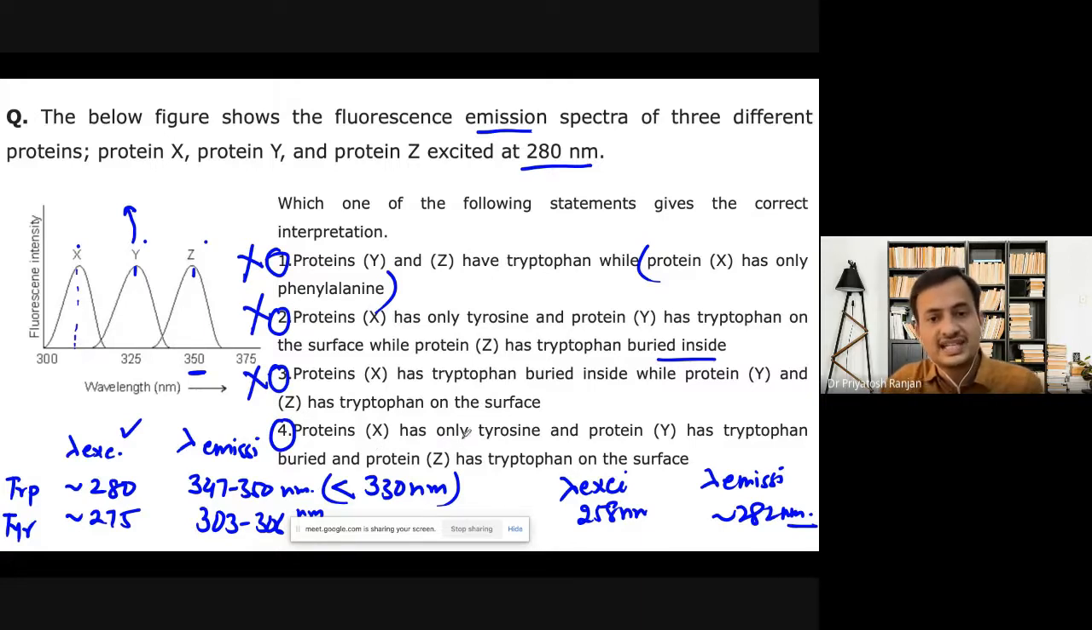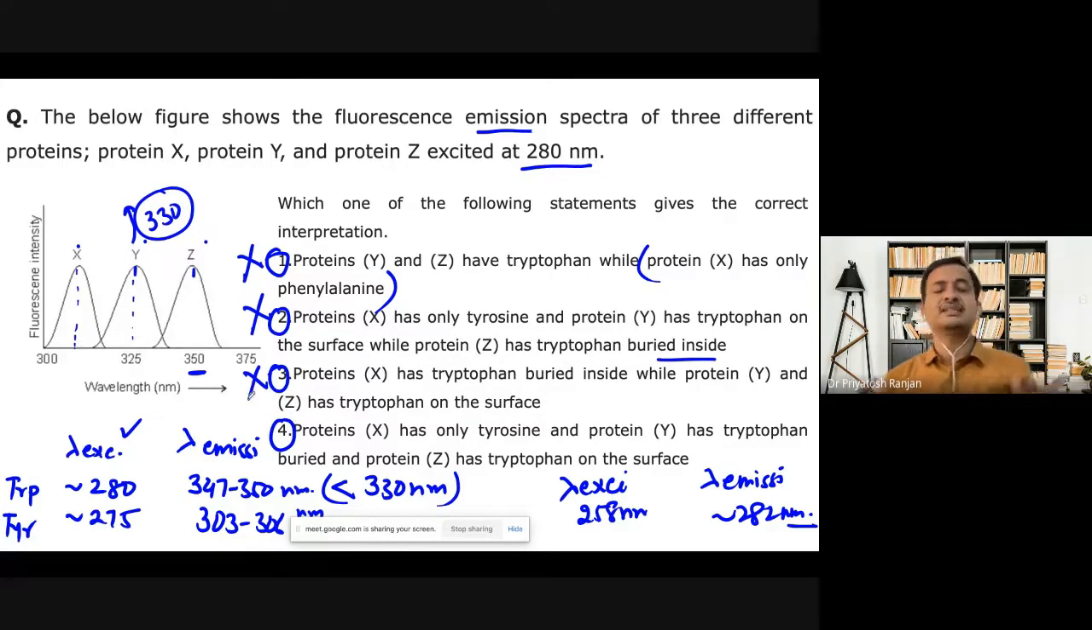Fourth, protein X has only tyrosine. Could be. Protein X has only tyrosine and protein Y has tryptophan buried. Seems to be all right. Protein Y has tryptophan buried, and that is the reason we are seeing the emission spectra lambda max close to 330 nanometer, and protein Z has tryptophan on the surface. So as said, if the tryptophan is exposed to the polar solvent, we are going to see lambda max close to 350 nanometer.